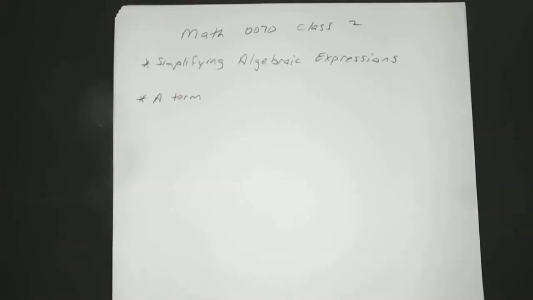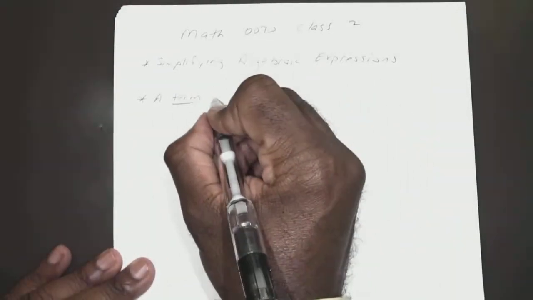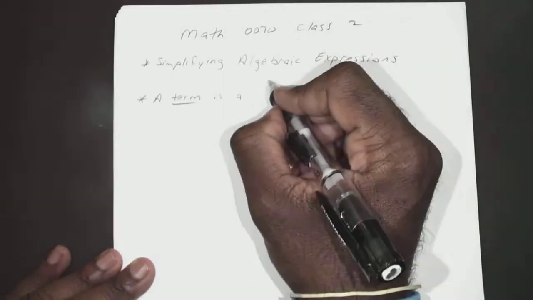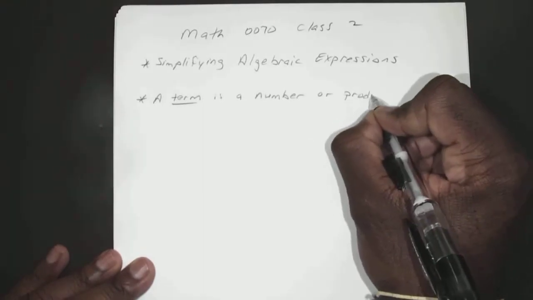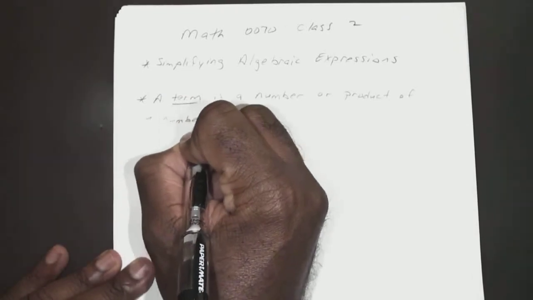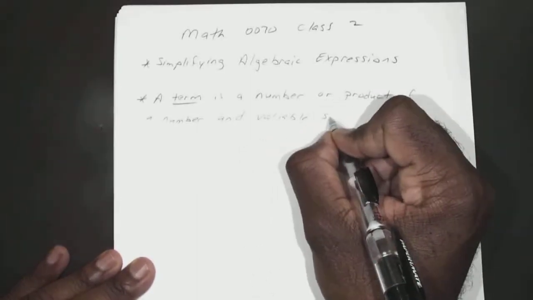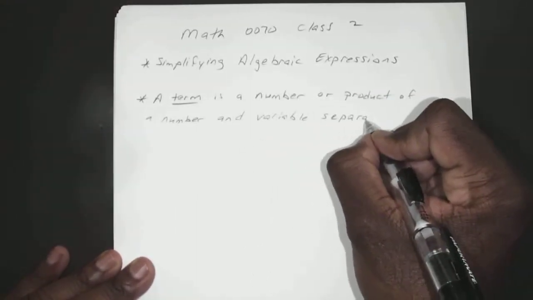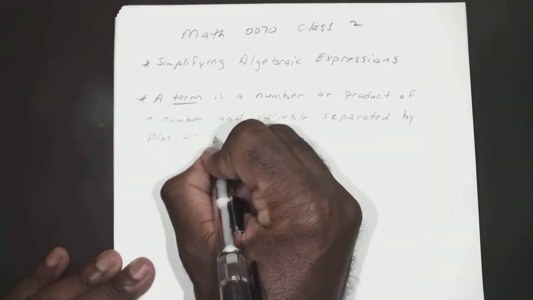Okay. So a term is either a number or variable or a multiplication of the two that's separated by the plus or minus signs. So a term is a number or product of a number and variable separated by plus or minus signs.